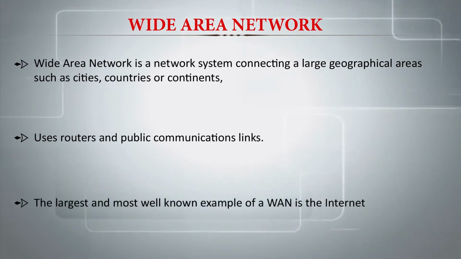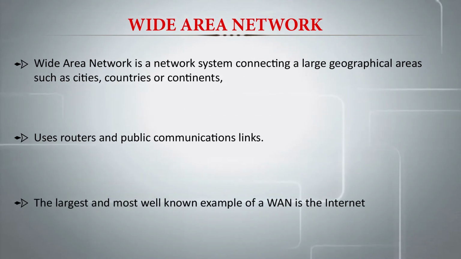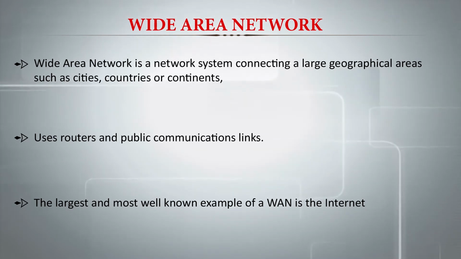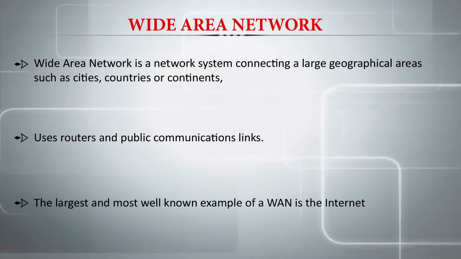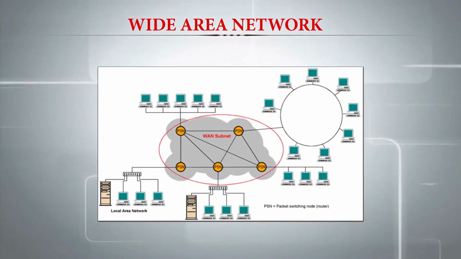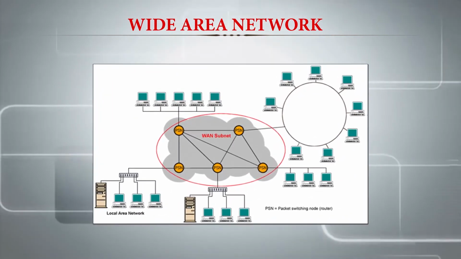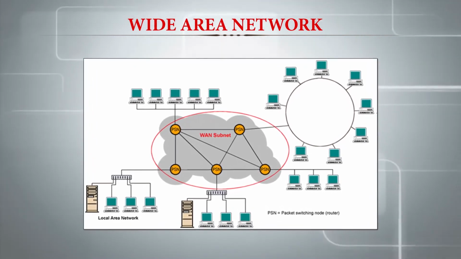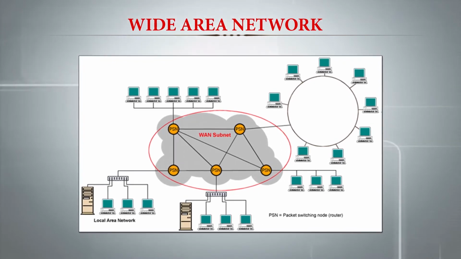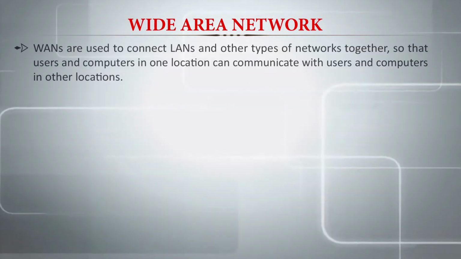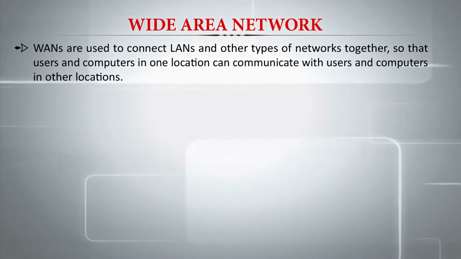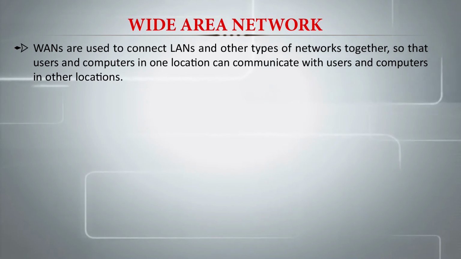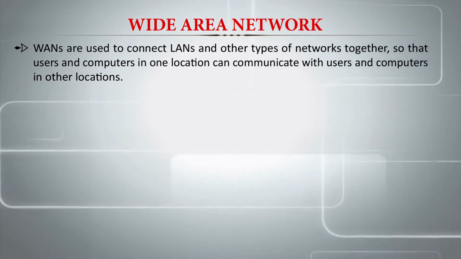The largest and most well-known example of a WAN is the internet. So the internet is an example of a wide area network. It spans cities, countries, and continents. You can see this example now. All are not necessarily part of one city; they might be connecting to different cities and different countries, and one can have a connection to each other. LANs and other types of networks are connected together, so that users and computers in some locations can communicate with users and computers in other locations.